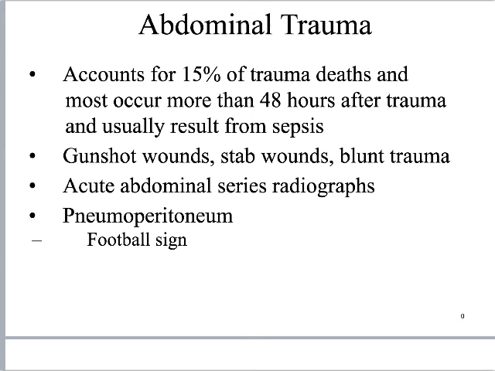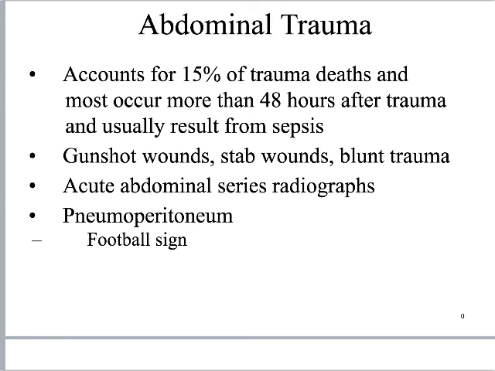So this is about 15% of trauma deaths, and most of these are going to occur not immediately, but due to slow bleeding or something like that inside of the abdomen, or sepsis related to infectious processes. So gunshot wounds, stab wounds, blunt trauma, rapid deceleration, like what we look at with the liver laceration.